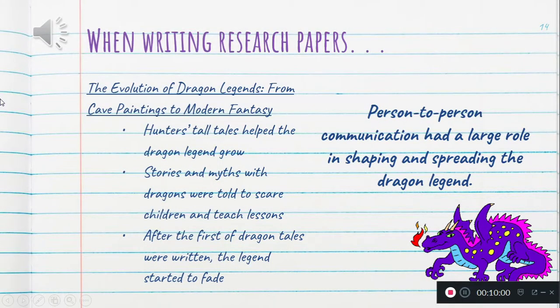To repeat, these are the three most important points we took from our first source. That hunters' tall tales helped the dragon legend grow, that stories and myths with dragons were told to scare children and teach lessons, and that after the first dragon tales were written, the legend started to fade. From these three points, we concluded that person-to-person communication had a large role in shaping and spreading the dragon legend. We got this because each of those three points describes either who told the story, who the story was told to, or what method of communication those people were using to tell and translate this story.